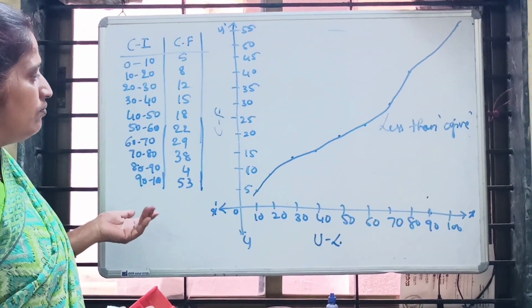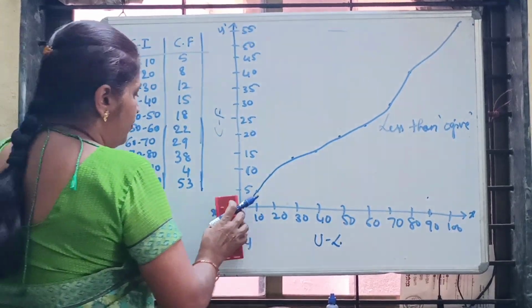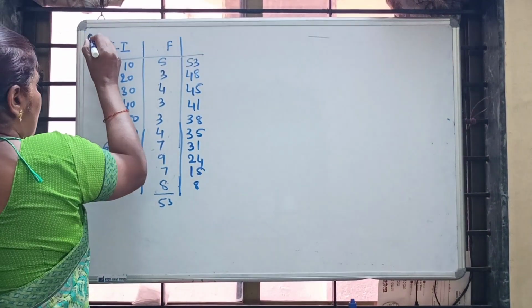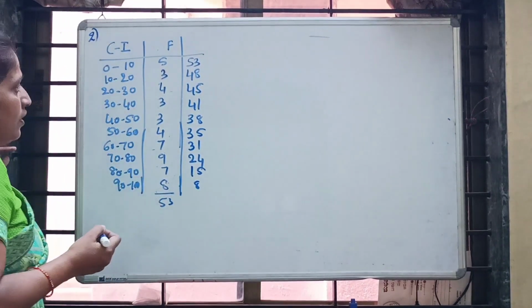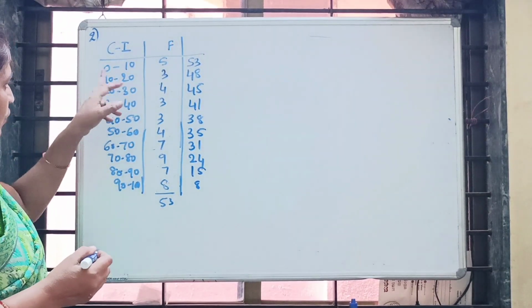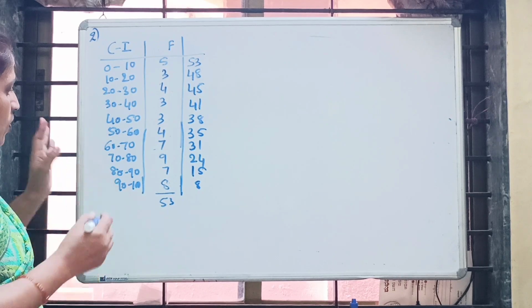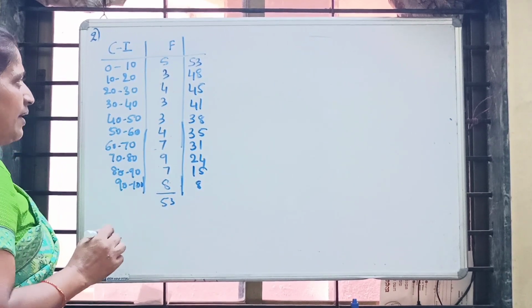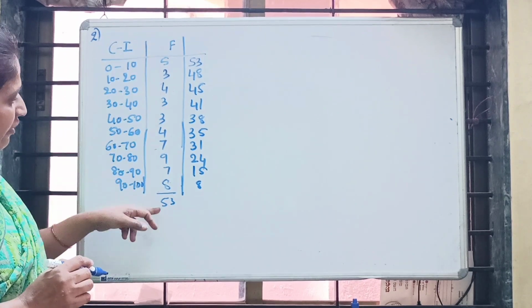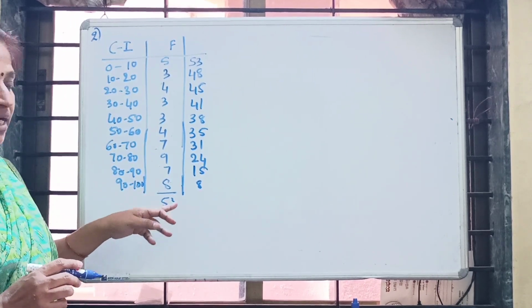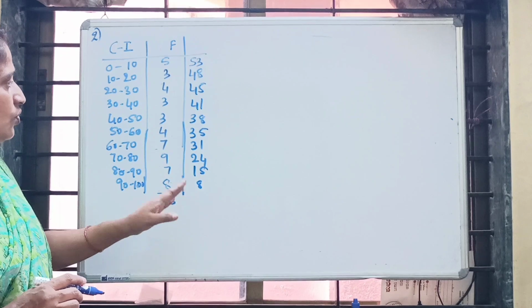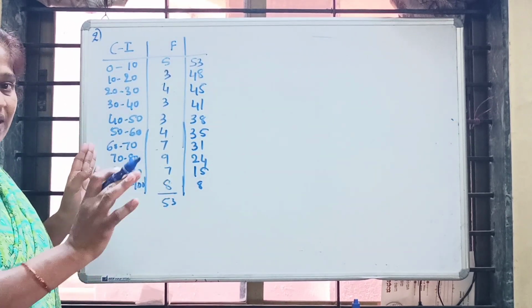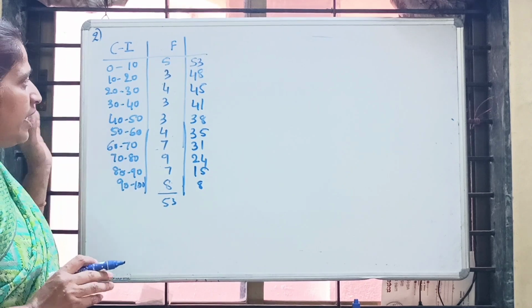This one is the more than type of ogive. Yes, children, we'll begin with the second question, that is the more than type of ogive. Now the CIs are the same, 0 to 10, 10 to 20, 20 to 30 up to 100. It is almost the same question, but I have written the frequencies now, because sometimes you will get frequencies and have to compute the cumulative frequencies for the more than type of ogive. Less than type you can easily do. For more than type, what will you do?